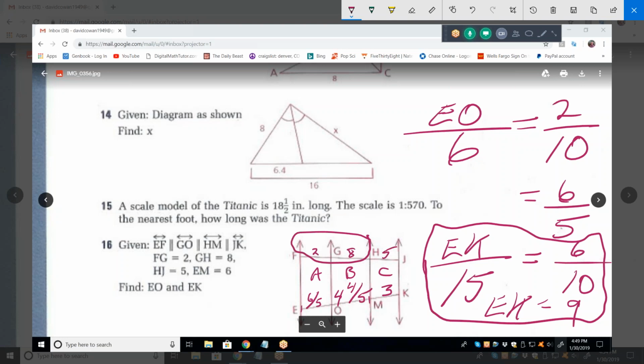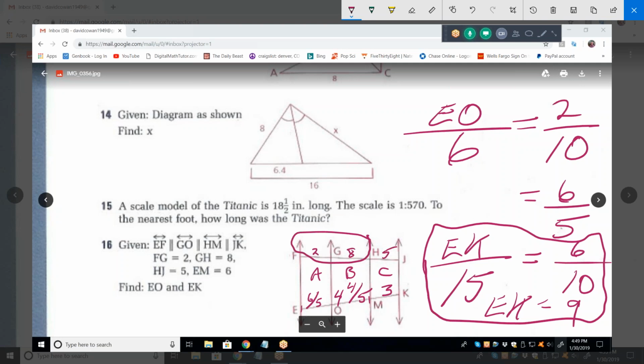In other words, EM is 6. So now I have the dimensions of all 3 pieces, and I have the dimensions of all 3 top pieces. So it's really clear that the longer line is FJ. But we knew that already by 5/3, or by 10 versus 6. That established the ratio.